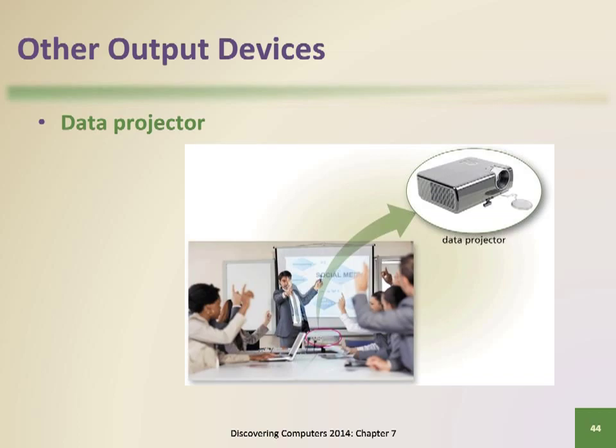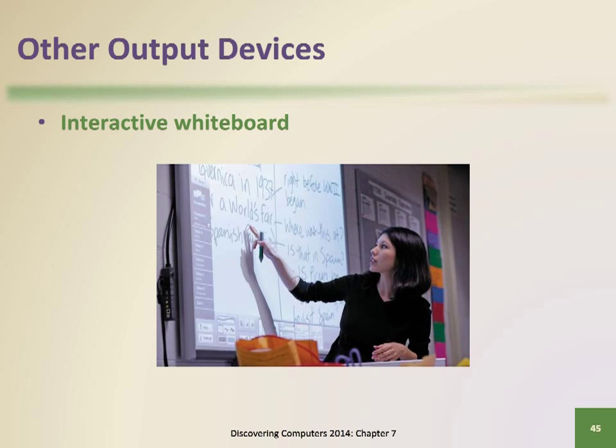A data projector is a device that takes the text and images displaying on a computer or mobile device screen and projects them on a larger screen. A data projector is useful for displaying on a large screen for an audience. An interactive whiteboard is a touch-sensitive device, resembling a dry erase board, that displays the image on a connected computer screen.